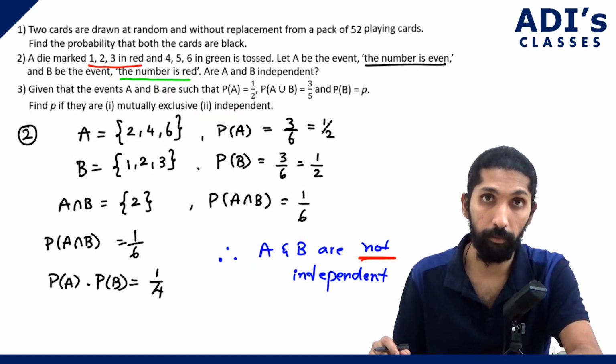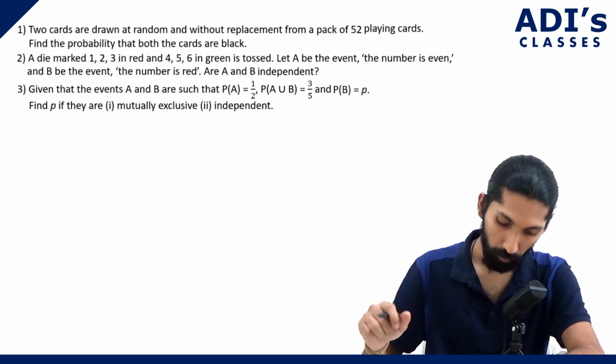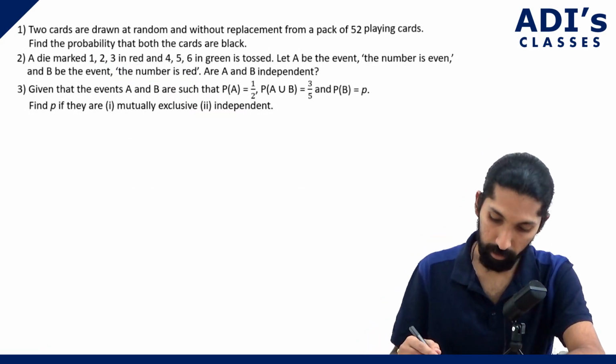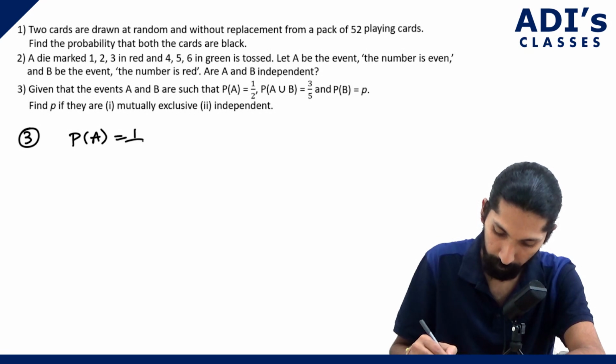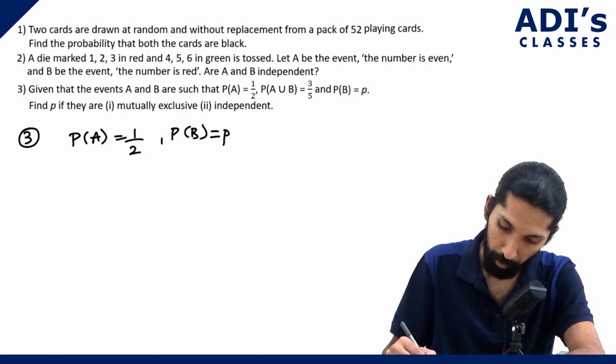Let's do the third one. Look at the third one. Given that events A and B are such that P of A is, let's write it down, P of A is equal to half, P of B is equal to p, P of A union B is equal to 3 by 5.